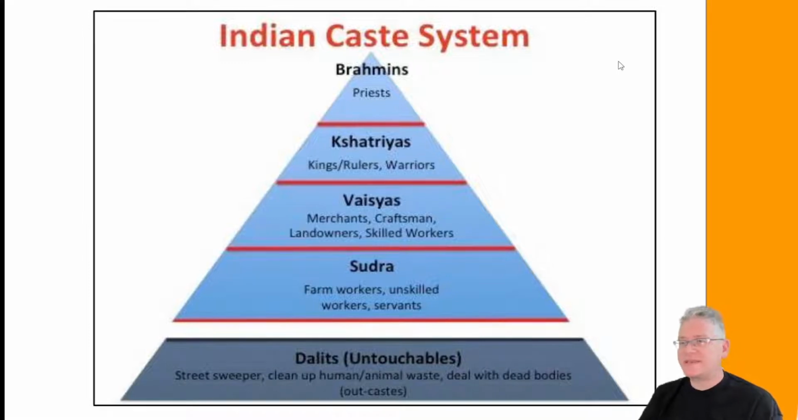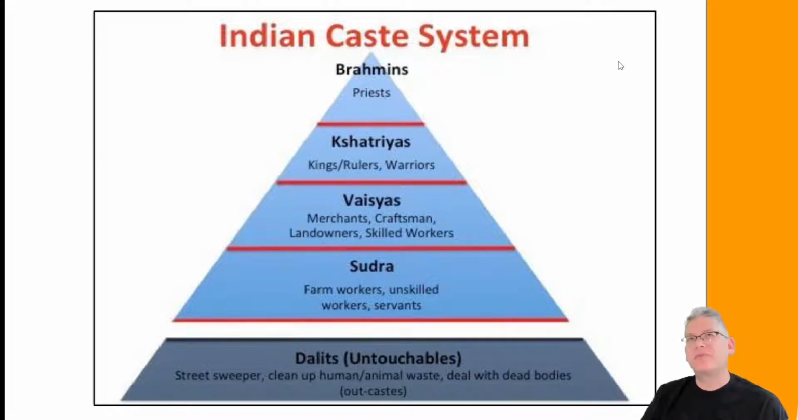Of course, our Indian caste system here, we got our 4 levels and then the Dalits on the bottom. Got the Brahmins, the priests, the Kshatriyas, kings, rulers, and warriors. The Vaishyas, the merchants, craftsmen, landowners, skilled workers, and the Sudra, the farm workers, etc. On the very bottom, then, we have these untouchables known as Dalits, street sweepers. They tended to clean up human and animal waste and dealt with dead bodies.